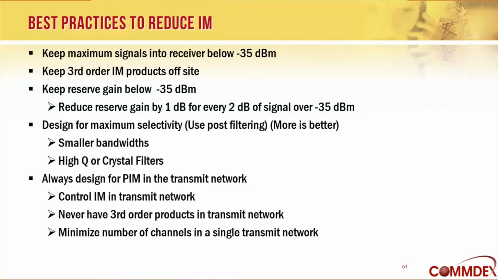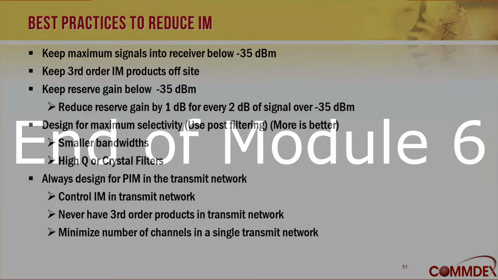Always design for passive intermod in the network. Assume it's there. Use PIM-rated components. And try to minimize the number of channels in a single transmit network. The more transmitters you try to jam into a single antenna, the more potential problems you could introduce. So typically, transmitter combiners, 5 to 8 is probably the maximum number that we like to see.